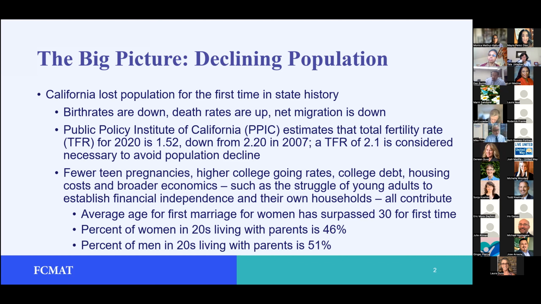At the same time, there are negative aspects here, right? And that is college debt extends the time that it's taking a young person to kind of get on their feet. Housing costs, housing availability, and other broader economic issues all contribute to this struggle. A year ago, the average age for first marriage for a woman has surpassed 30 for the first time. So the average age being at greater than 30.